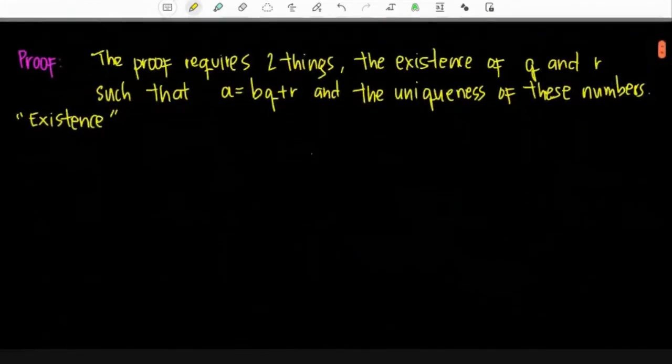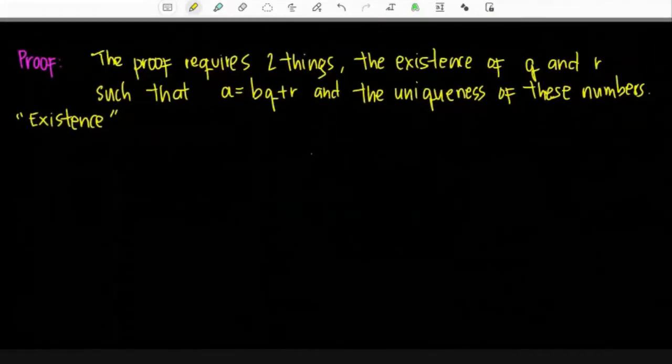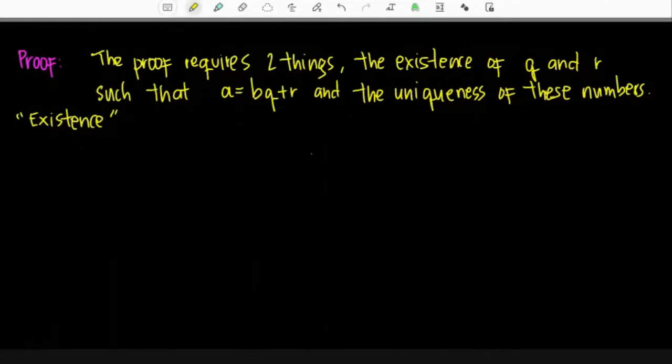So as I've said a while ago, the theorem requires two things from us. First is the existence of Q and R, and then later the uniqueness of Q and R. Sinasabi natin na unique yung Q and R na yan. Okay, so simulan natin sa uniqueness. Madali lang namang ipakita yung uniqueness. Gagamitin lang natin dyan ay well-ordering principle. So paano yan?